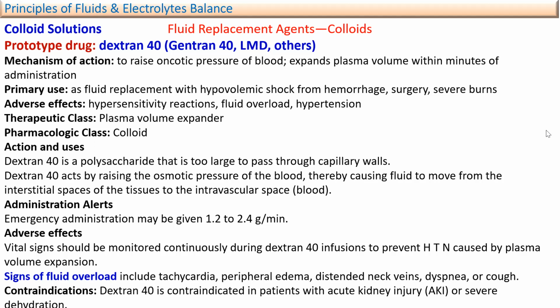When it's given for acute hypovolemic shock, it is infused as rapidly as possible until the blood volume is restored. In an emergency, it may be given at 1.2 to 2.4 grams per minute, but in non-emergency administration, it should be infused no faster than 240 milligrams per minute.